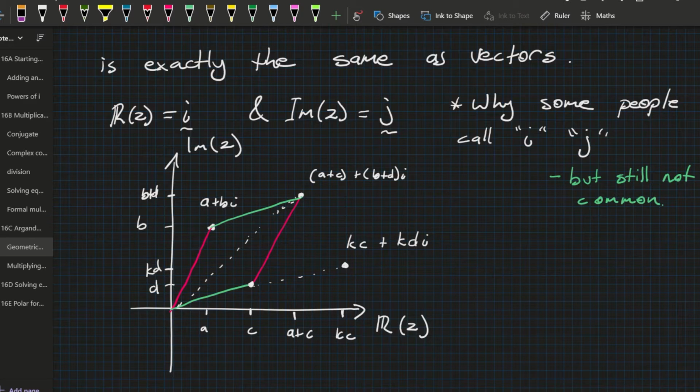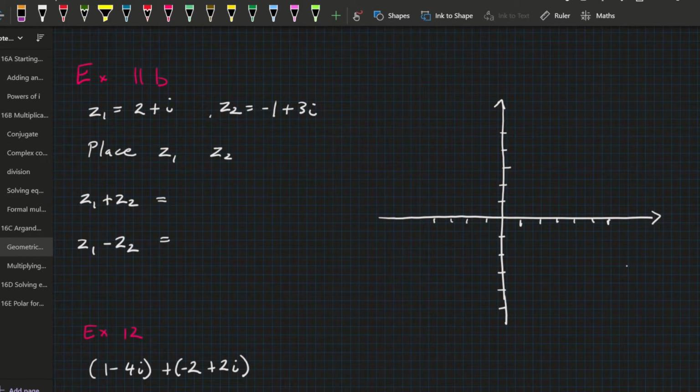So let's have a look at example 11b. We're given two complex numbers here. Z1 is 2 plus i, Z2 is minus 1 plus 3i. And we're asked to place Z1 and Z2 on this Argand diagram. So Z1 is 2 plus 1i, so 1, 2, so that is here. And Z2 is minus 1 plus 3i. So we've got minus 1, 1, 2, 3, Z2. All right, that's nice. We've put those two things there. Let's add Z1 plus Z2 and Z1 minus Z2.